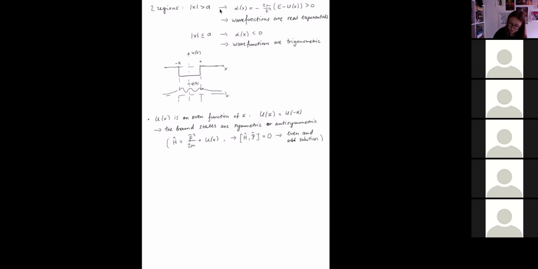And this is a good trick to use if you ever see a potential that is symmetric, or a potential that you can make symmetric. Then immediately you know that I have reduced the number of degrees of freedom that I, for example, need to put into these coefficients when I solve the differential equation. Now I can just solve the differential equation to find the even solutions, and then I can solve the differential equation to find odd solutions.